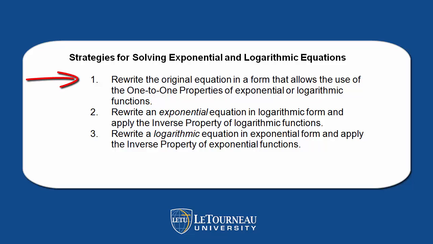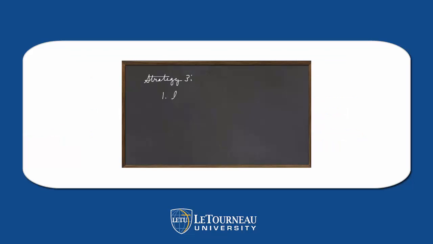So we've looked at strategy 1. We've looked at strategy 2. Now let's look at strategy 3, which is rewriting a logarithmic equation in exponential form and applying the inverse property of exponential functions. Okay, so if we have natural log of x equals minus 9, then we go e to the natural log of x, which you remember is x. And so then in the calculator, we work it out.